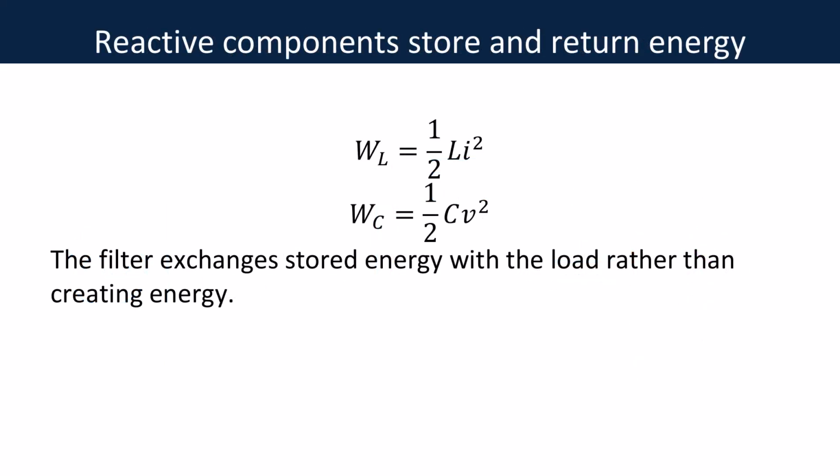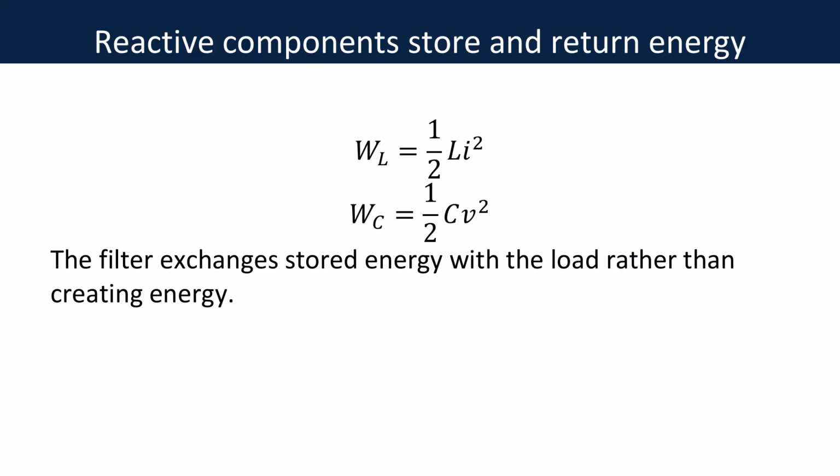Both reactive components store energy. The magnetic energy in the inductor is 1/2 L i squared. The electric energy in the capacitor is 1/2 C V squared. During portions of the rectifier cycle, these stored energies are returned to the circuit and help maintain load current and voltage. This is why the output changes more slowly than the unfiltered waveform.